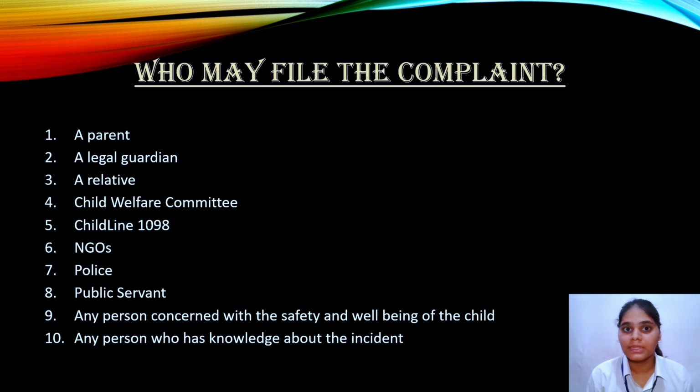Who can file the complaint? Who all can file a complaint regarding the child that has gone missing? Firstly, it is the parent of the child, or a legal guardian, or a relative. The CWC, Child Welfare Committee, which is a committee that has been established mainly for the welfare of the child, can file a complaint for the missing child. Childline 1098: if the child goes missing, we can call on the toll-free number 1098, which is the child line. We can report a missing child on that.